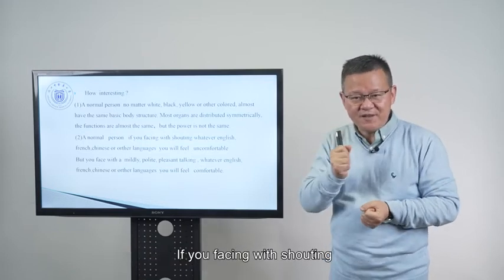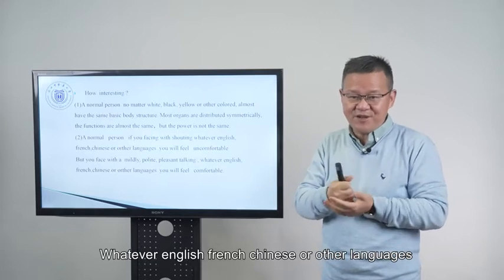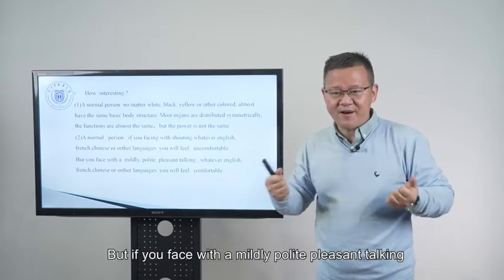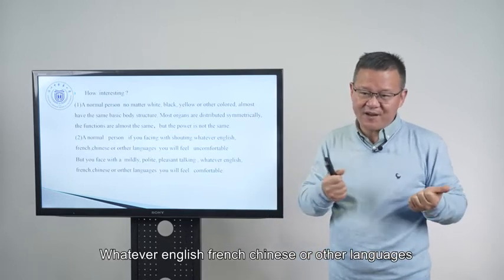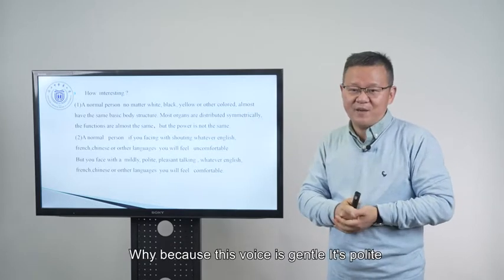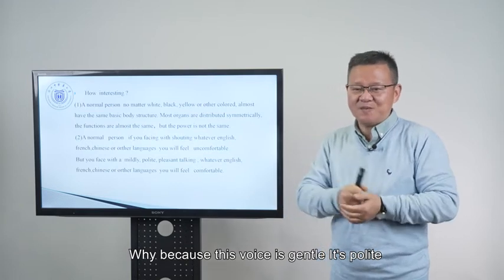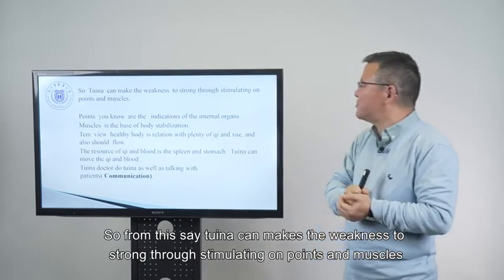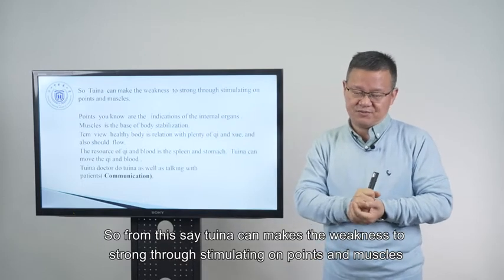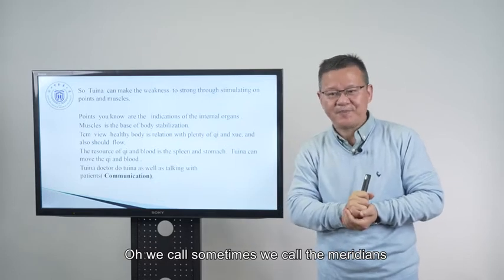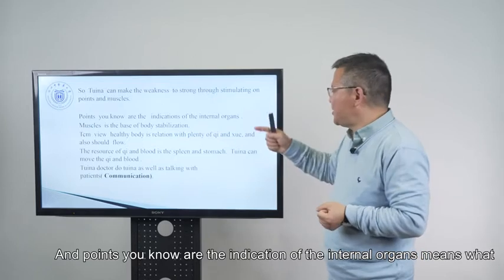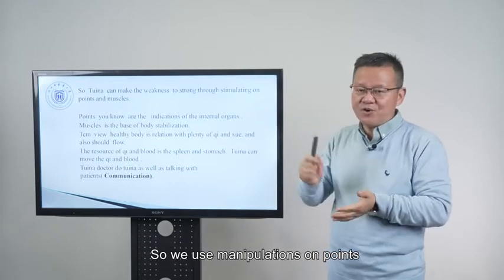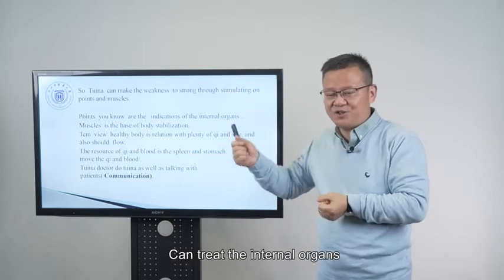Second, you see, a normal person, if facing shouting, whether English, French, Chinese, or other languages, will feel uncomfortable. But if facing mild, polite talking, whether English, French, Chinese, or other languages, you feel very, very comfortable. Why? Because this voice is gentle and polite. So from this, Tuina can make the weakness strong through stimulating points and muscles, or what we sometimes call meridians. And the points, you know, are the indication of the internal organs. It means if your organ has problems, we can see signs on the points. So using manipulation on points can treat the internal organs.